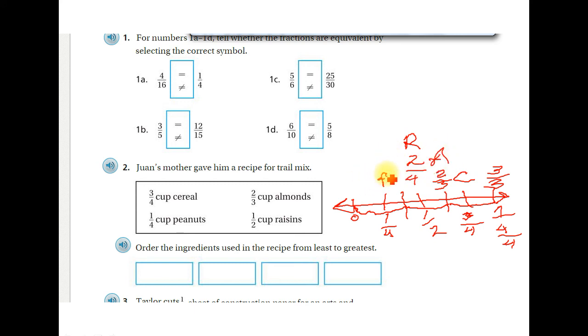So now I just have to look at the letters. The first letter is P for peanuts, so I'm going to go 1/4 cup peanuts. I'm going to run out of space here. Raisins, I'm just going to put the R. You have room, you can write it out. And I have my A for almonds, or I could write the fraction. That'd probably be better, huh? Let's write 1/2 here. For almonds, it's going to be 2/3. And the last one, cereal, is 3/4. So C, 3/4. And there you have it.